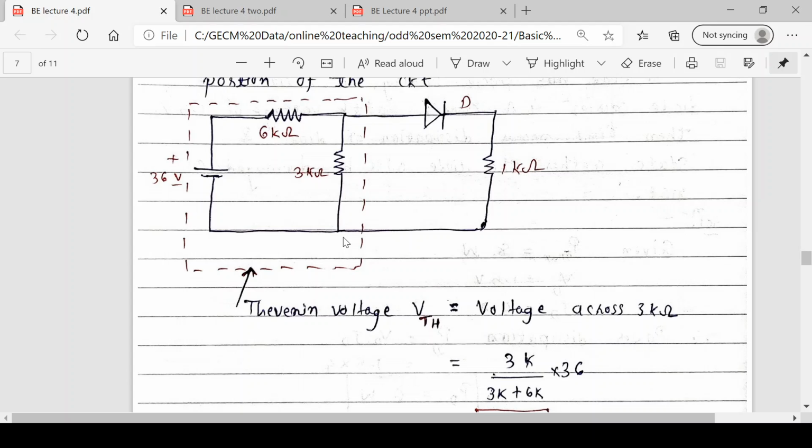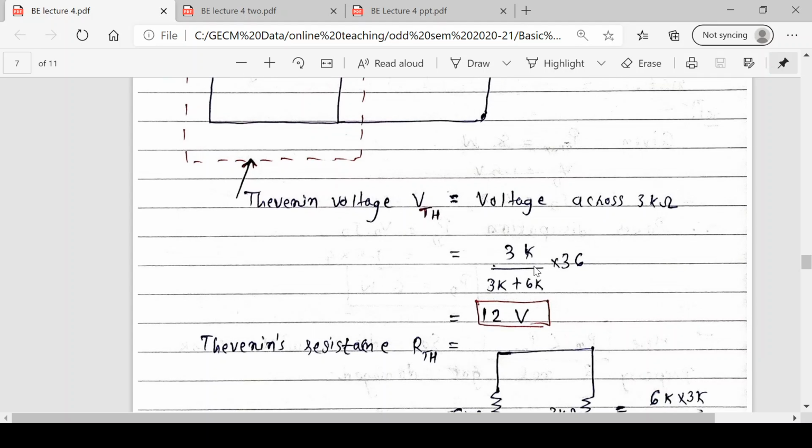What is the voltage divider? 3 kilo ohm upon 3 kilo ohm plus 6 kilo ohm multiplied by input voltage. 3K upon 3K plus 6K multiplied by 36. Our answer will be 12 volt, which is called VTH.